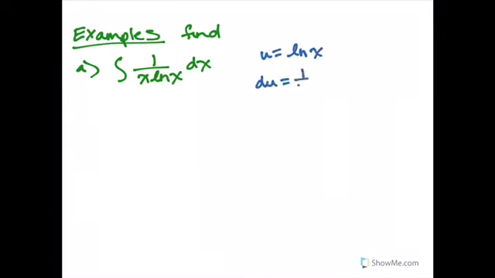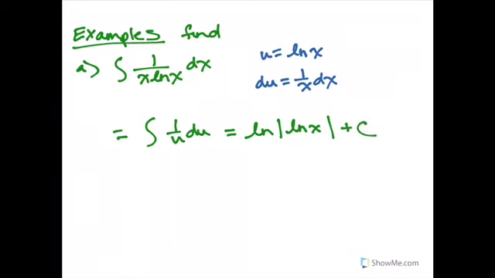Then du would be 1 over x dx. Look at that. Isn't that beautiful? So I see my du in the problem. This integral turns into the integral of 1 over u du. So then I get natural log of u, which is natural log of x. Makes you second guess yourself, doesn't it? You see that as an answer and you're like, oh, I couldn't have got it right, but that's the answer.